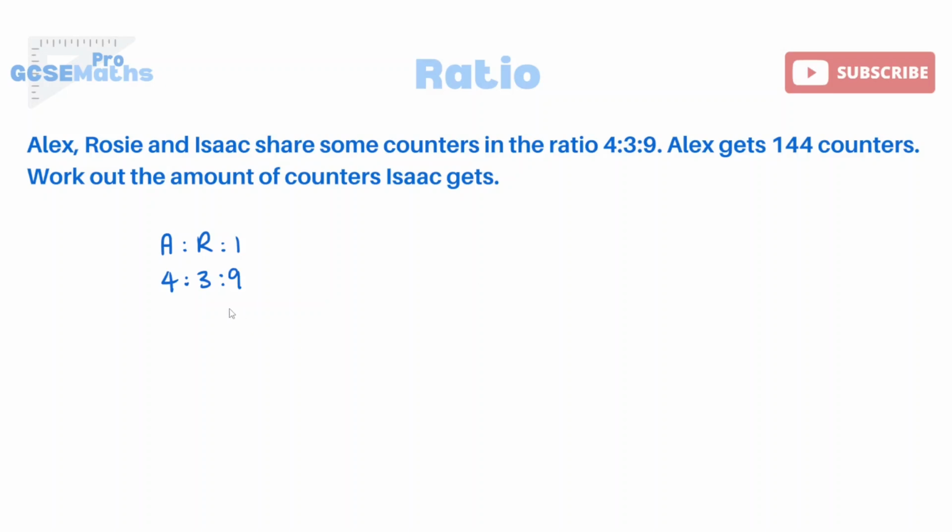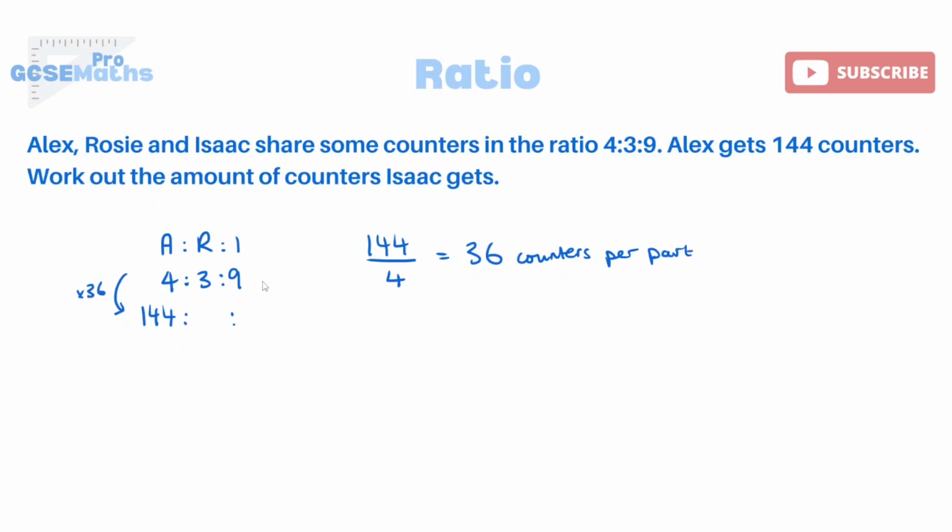Now we've been told Alex. So Alex has 144. So I'm going to write that there. Now we want to know Isaac. So in this question particularly, Rosie isn't really that relevant, is she? We're just looking at this side where we've got both numbers. So how do I go from 4 to 144? Well, let's just divide that to work it out. That is 36. So in this case, that's basically 36 counters per part of the ratio, isn't it? So we've obviously multiplied by 36.